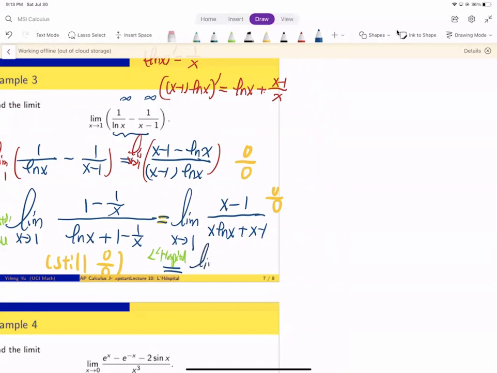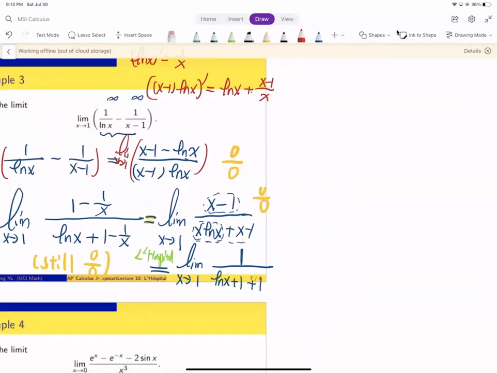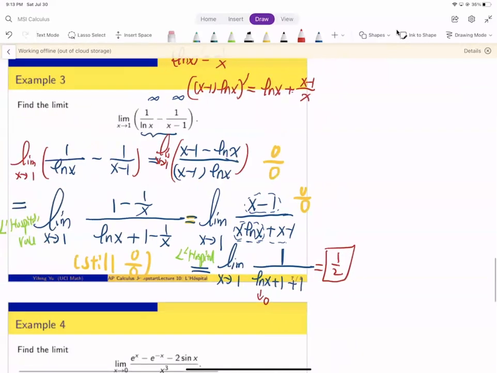Then this equals the limit as x goes to 1. The derivative of this x minus 1 is just 1, and for the derivative of this we use the product rule. You'll get log x plus 1, and this is plus 1. Now everything's good, because if you let x equal 1, this one just goes to 0. Eventually we end up with 1/2, so the answer is 1/2. The point is that we need to use L'Hopital's rule twice in order to get the final limit.